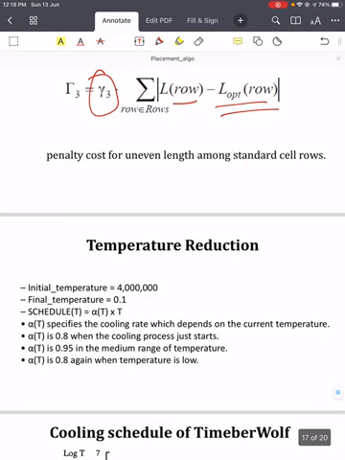Now the next thing is to look at the temperature reduction process in TimberWolf. As you know, in simulated annealing, the temperature is reduced by a cooling factor in each iteration, the cooling factor alpha that we use. In TimberWolf, the temperature reduction uses a schedule function t, which is somewhat different from the normal simulated annealing algorithm you have used so far in floor planning or in partitioning.